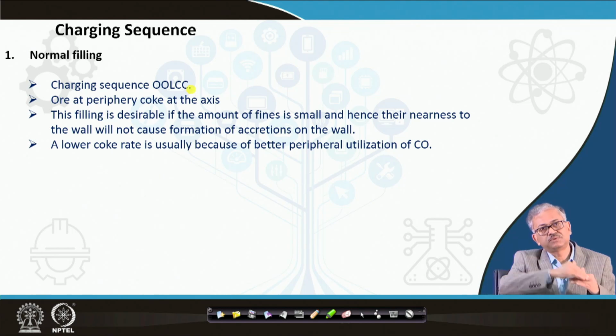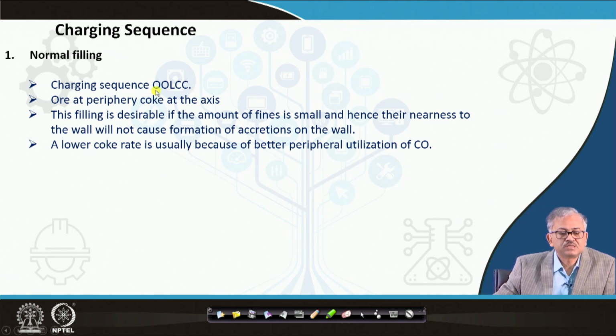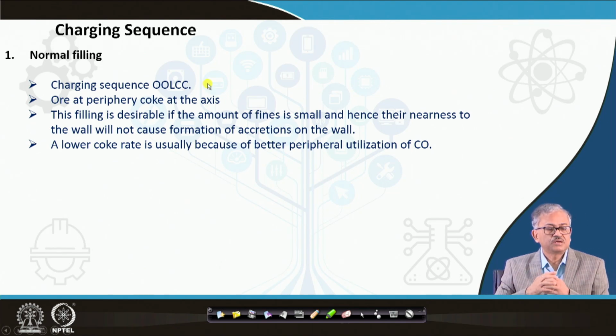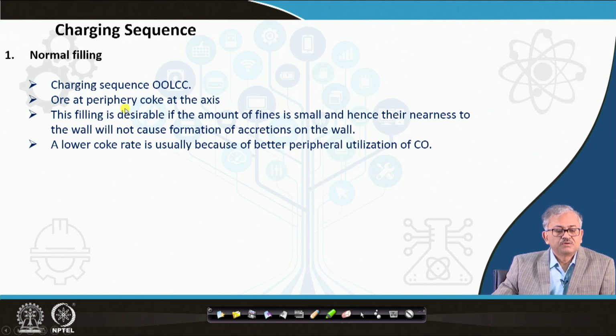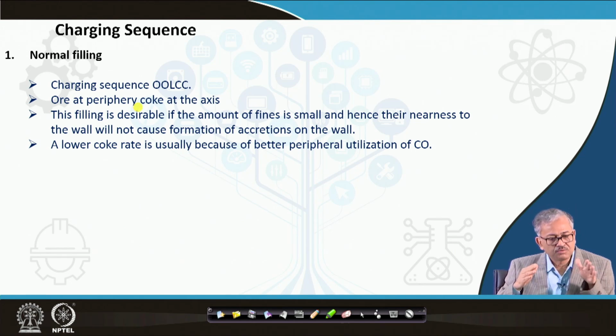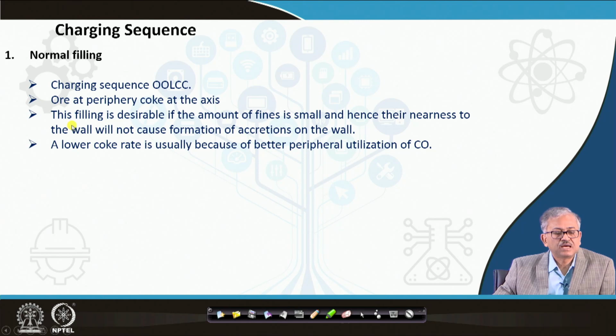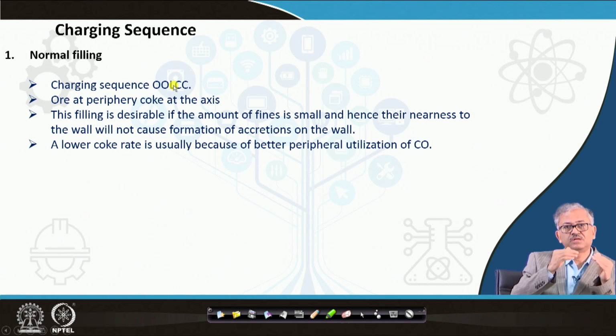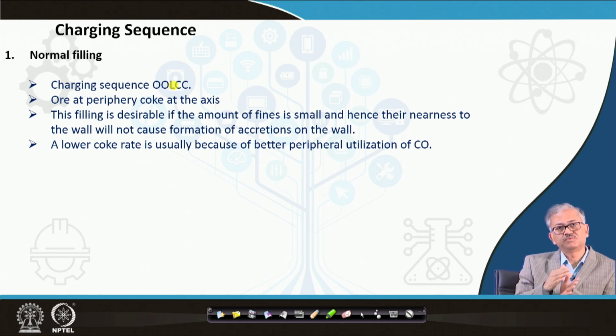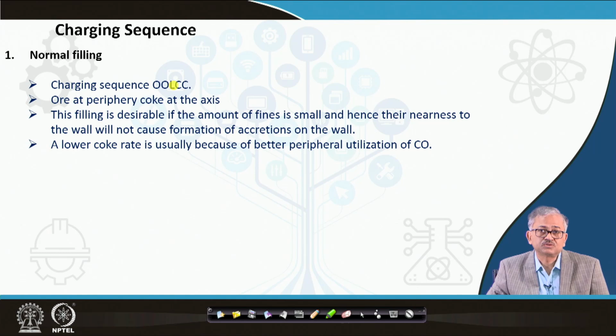When the bell is lowered, all this material will come down. So what will come down first? The ore will come down first, 2 skips of ore, then lime will come, and then the coke will come. Now, with this charging sequence, you get ore at the periphery and coke goes to the axis. This filling is desirable if the amount of fines is less, because if you give ore near the periphery and fines are more, it will form a V type of profile, and ridge formation will be at the wall. That is not good. So if fines are less, we will prefer this type of sequence.